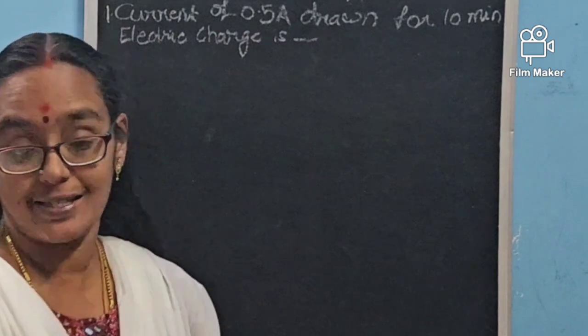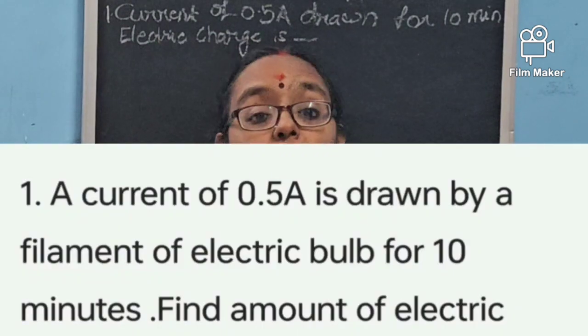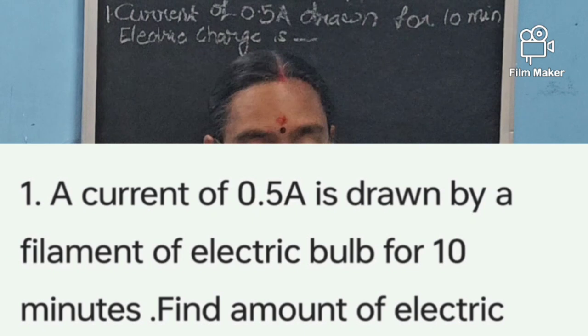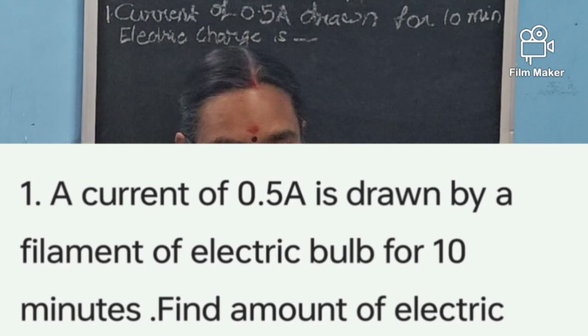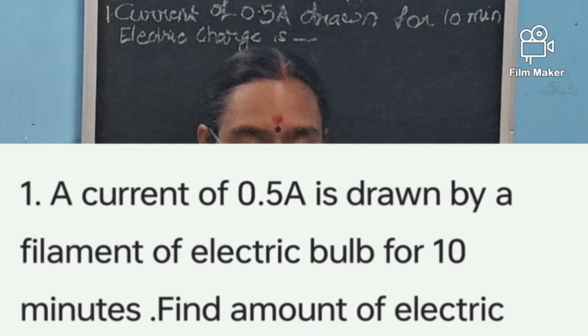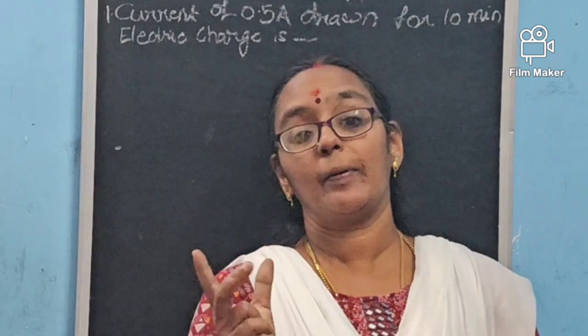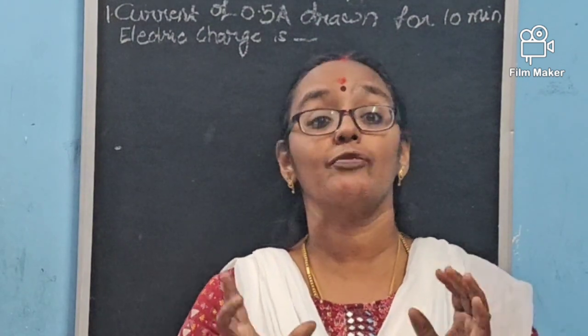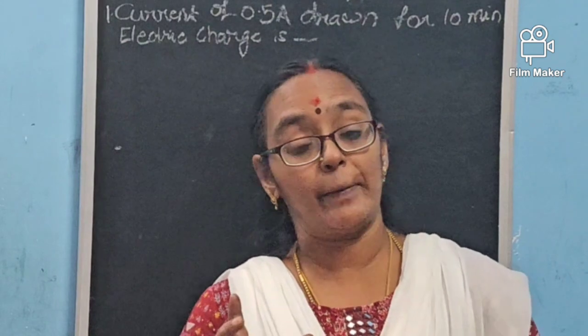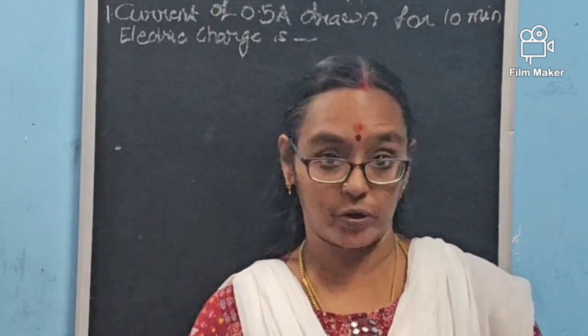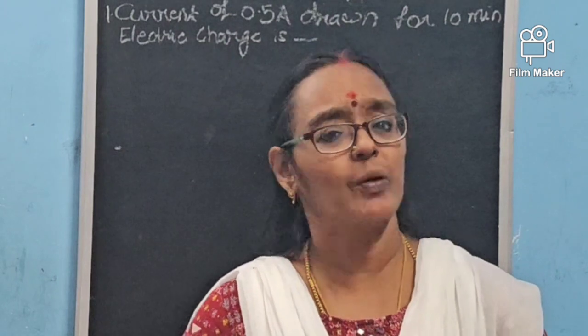The first question is this. Current of 0.5 ampere is drawn from the filament of the electric bulb for 10 minutes. Find the amount of electric charge that flows through the circuit. It is a very easy question. Here they have said about an electric bulb. It is glowing for 10 minutes. They are saying about the current, how much current it is drawing. And what we have to find is the charge.